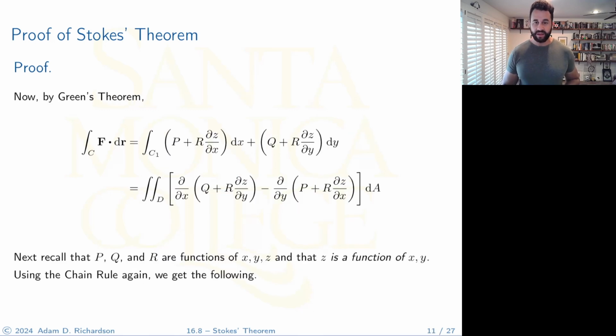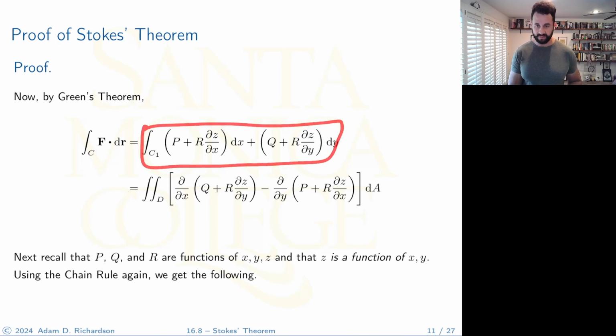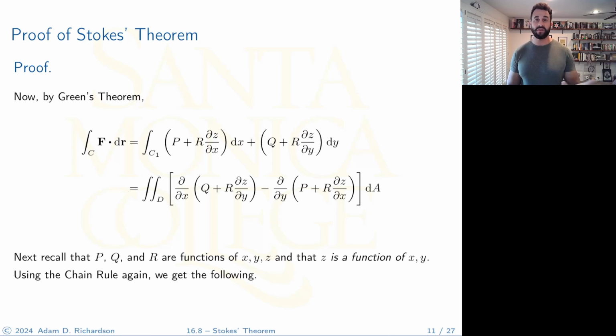Okay. Now, by Green's theorem, we can take this path integral, which we now have the form of this, and we can apply Green's theorem to it. Because remember, this is a planar curve, right? So we can apply Green's theorem to this planar curve, and we get this right here. That's our new integrand, and now we're doing a double integral over the region D, all right?